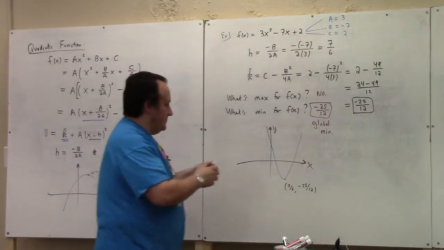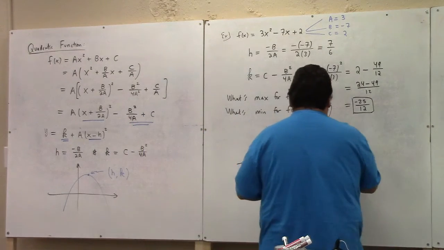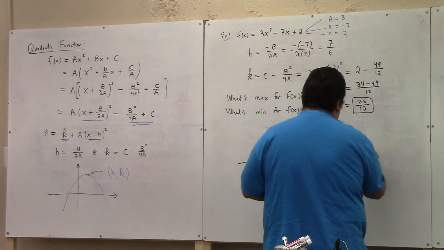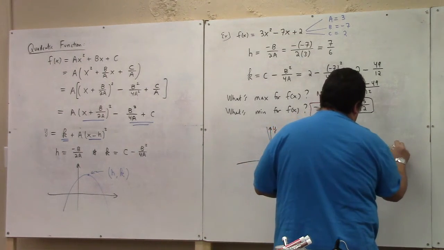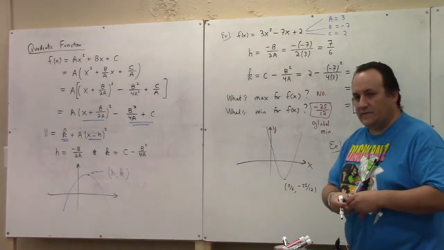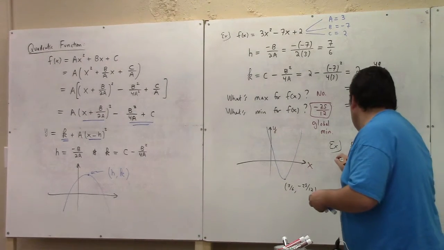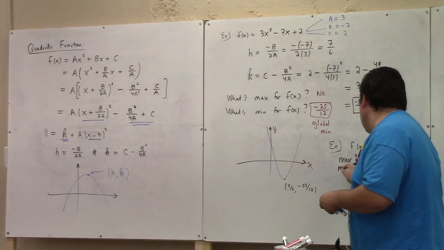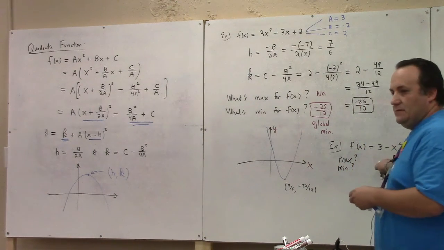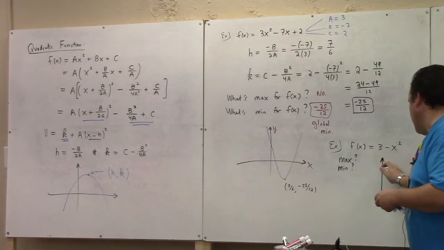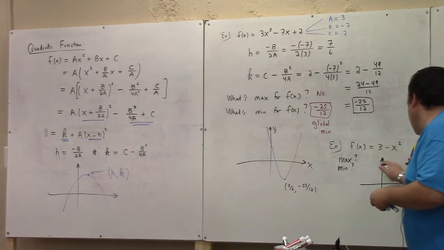You know, a much quicker second example, we don't need all this fancy stuff for. If we have f of x equals 3 minus x squared, what's the maximum, what's the minimum for this function? Can we graph that? It's got a y-intercept of what? 3?